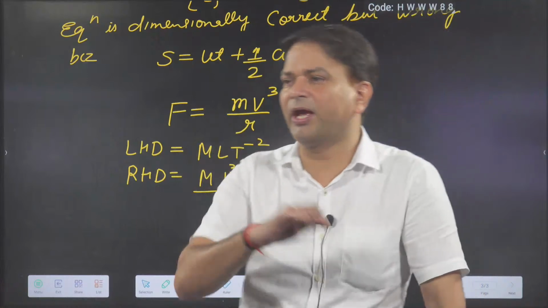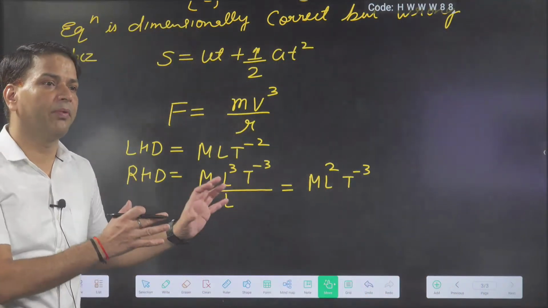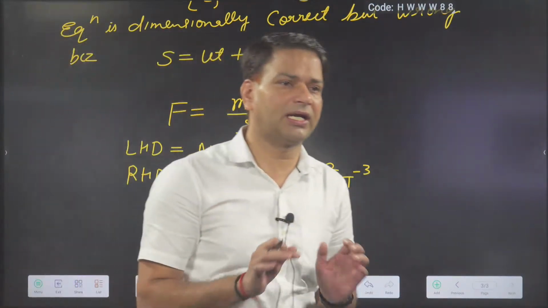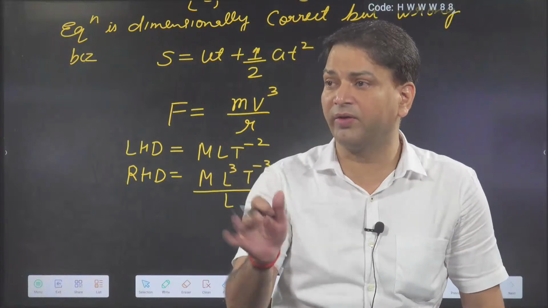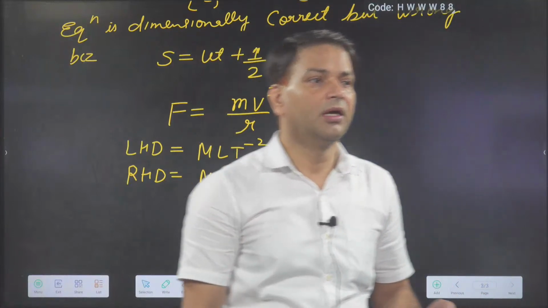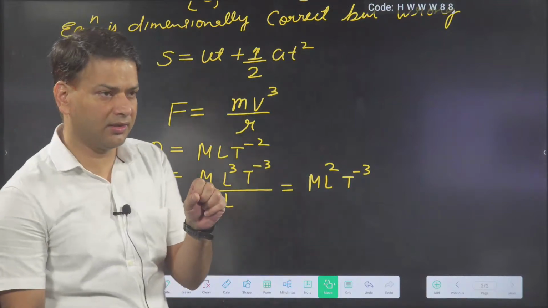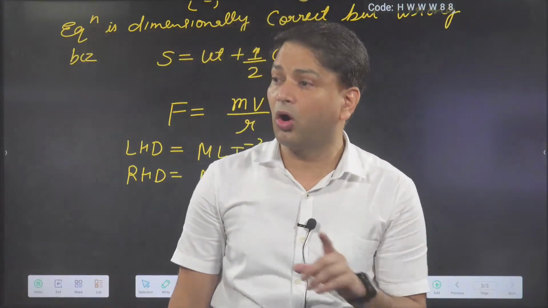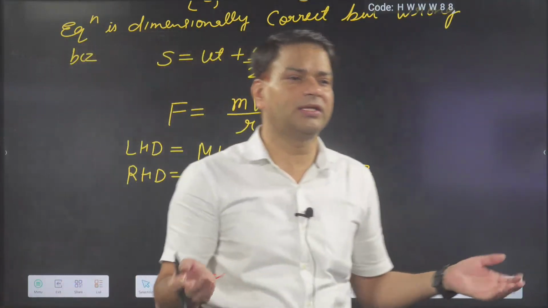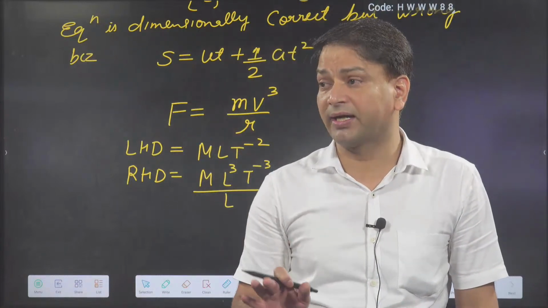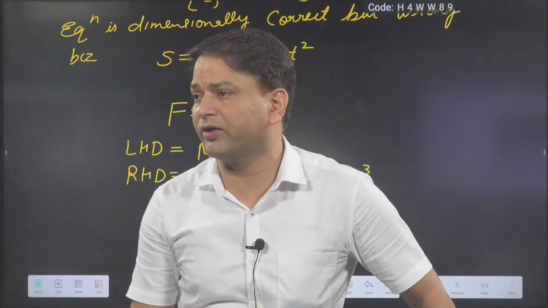So it may or may not be correct, or it will be always incorrect. You will say, if the equation fails the dimension test, it may or may not be correct, or it will be always incorrect. Always incorrect. Means the dimension test it has to pass. If the dimension test failed, then directly we can say this equation is incorrect. If it passed the dimension test, then it may or may not be correct. Why? Because we cannot verify the constant.